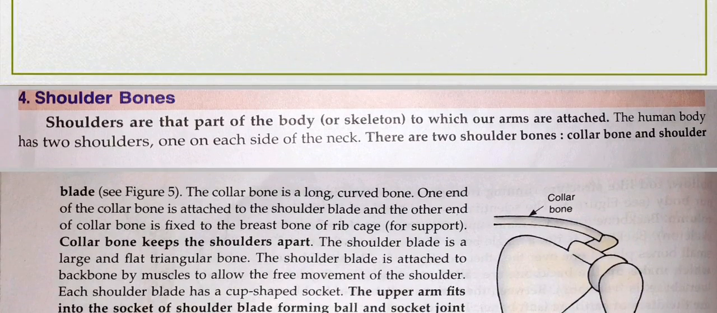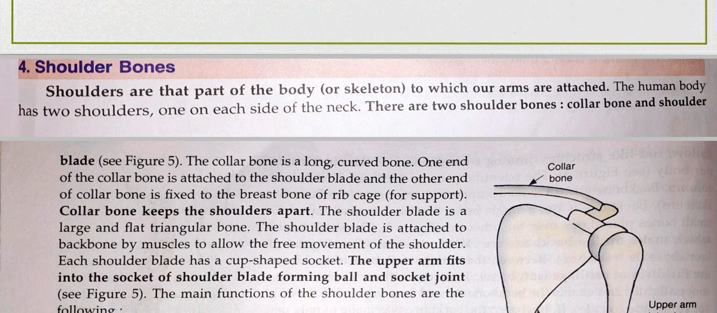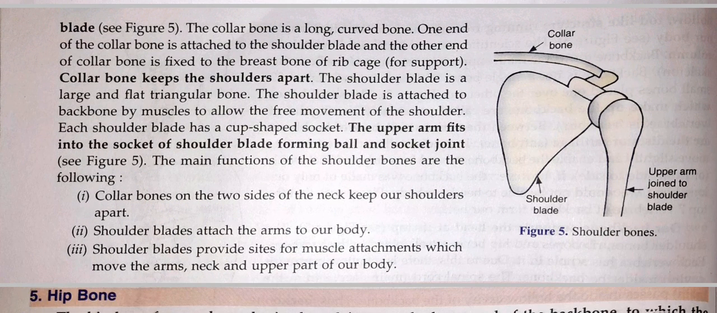Next, the shoulder bones, fourth part. Shoulders are the part of the body to which our arms are attached. The human body has two shoulders, one on each side of the neck. There are two shoulder bones called the collar bones and the shoulder blade. You can see the details in all my previous videos.